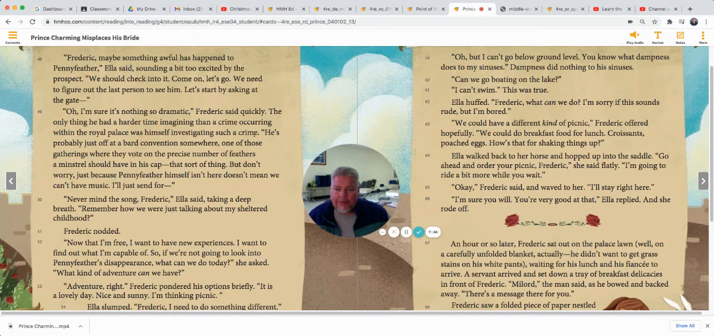Okay, so let's look at these words here. Do we see words that the character, or is the character in the story telling the story? No, we have a narrator who's telling what Ella and Frederick are saying. They're narrating the story to us, telling us what Frederick and Ella are saying. Now, this line, now that I'm free, I want to have new experiences. But that's the narrator telling us, that she asked, that Ella is saying that. It's not Ella telling the story herself. It's the narrator telling us what she said.